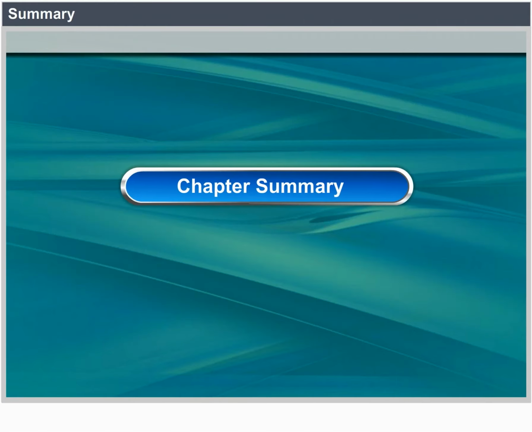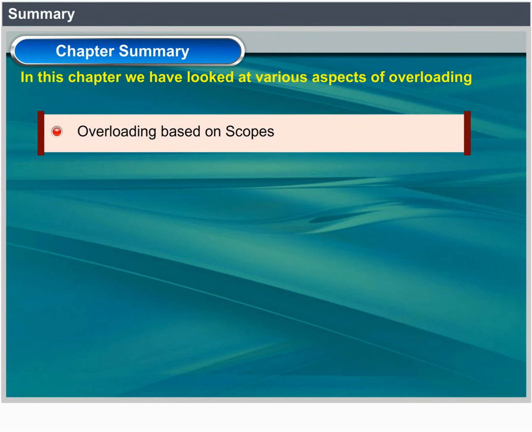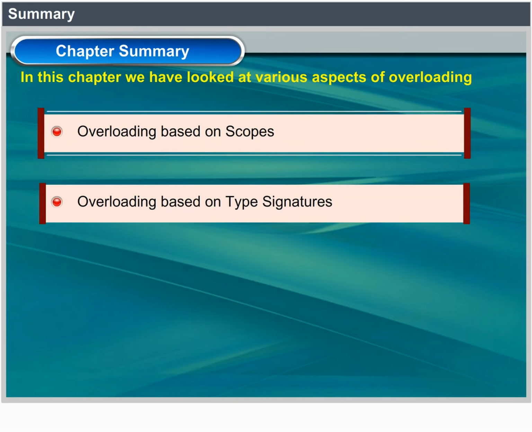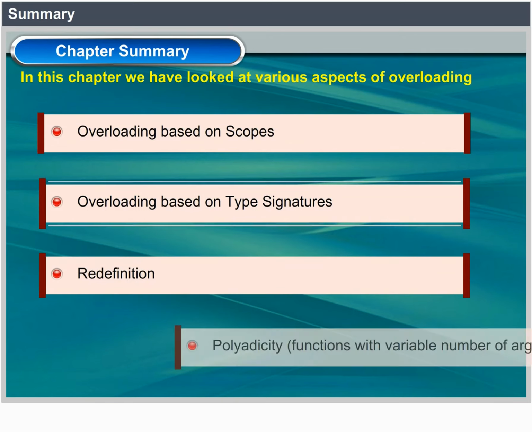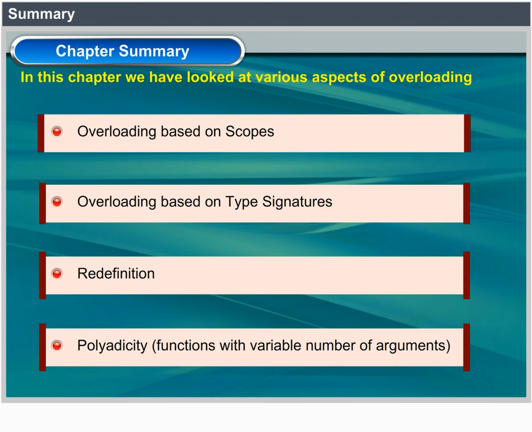Chapter Summary. In this chapter, we have looked at various aspects of overloading. Overloading based on scope. Overloading based on type signature. Redefinition. Polyadicity, functions with variable number of arguments.